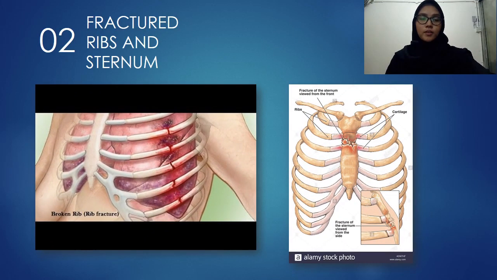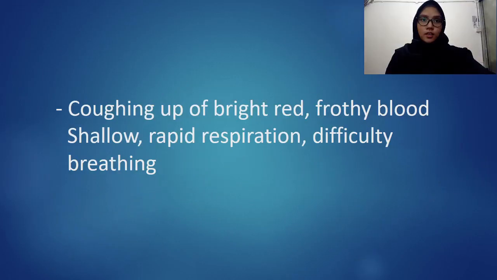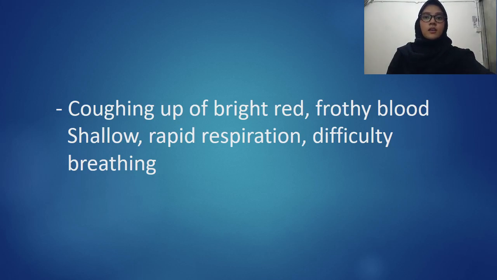Okay, the second common cause of internal bleeding is fractured ribs and also sternum. This is caused by direct trauma to the chest, for example a fall from a large height, and second is a road or car accident. As you can see from the slide, the signs and symptoms are coughing up bright red, frothy blood, shallow, rapid respiration, and difficulty breathing.